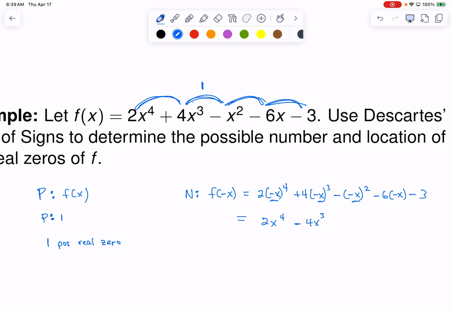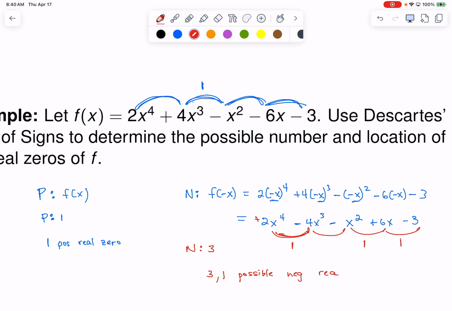What happens when you take negative x to the 2nd power? Positive. But there's a negative there already, so it's going to stay negative x squared. What happens when you take a negative x times a negative 6? Positive. Yep, plus 6x and then minus 3. All right, count the sign changes. How many so far? 0. Is there a sign change? Yeah. Is there a sign change? No. Is there a sign change? Yeah. Is there a sign change? How many sign changes are there? So N is 3. So you could have 3 or 1 possible negative real zeros.